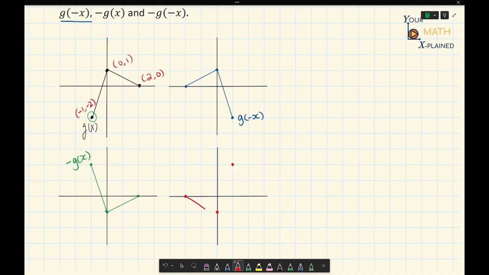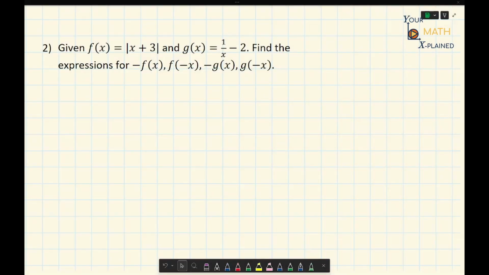So if we connect the dots, that is going to give us our negative g of negative x. Now let's take a look at another example. But this time, instead of graphing the function, we're just going to find the expressions for them.